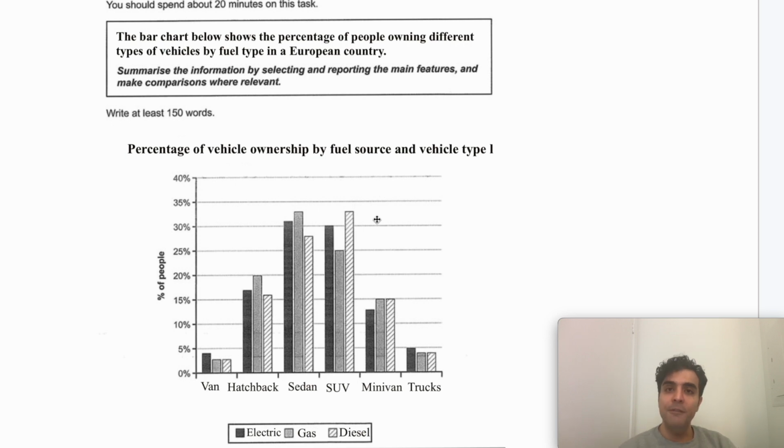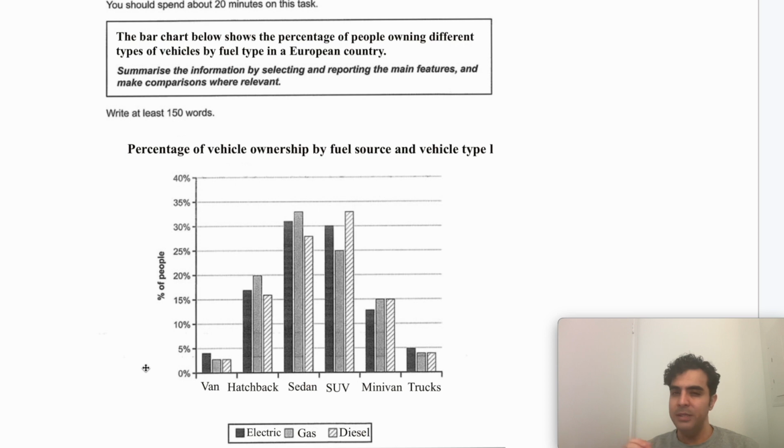Step 2, look at the features. The vertical axis shows the percentage of people. Remember? So people was the MP. The horizontal axis, what does it show? Remember from a few lessons ago, the horizontal axis usually shows the different categories of the data. In this case, we have 6 categories of vehicles: vans, hatchbacks, sedans, SUVs, minivans, and trucks. And then we also have a distinction of these types of vehicles by fuel type. So we have electric, gas, and diesel, right? For each category.